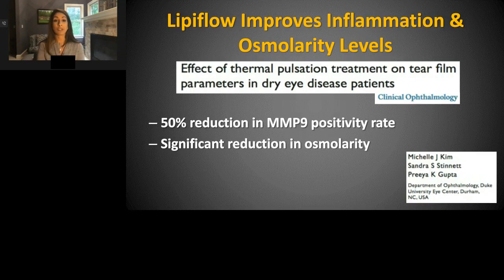And I thought maybe we'd start by just walking through the literature. So first, LipiFlow has been shown to improve inflammation and osmolarity levels. Our group at Duke found that there was a 50% reduction in MMP9 positivity rate, and there was a significant reduction in osmolarity levels pre and post LipiFlow.